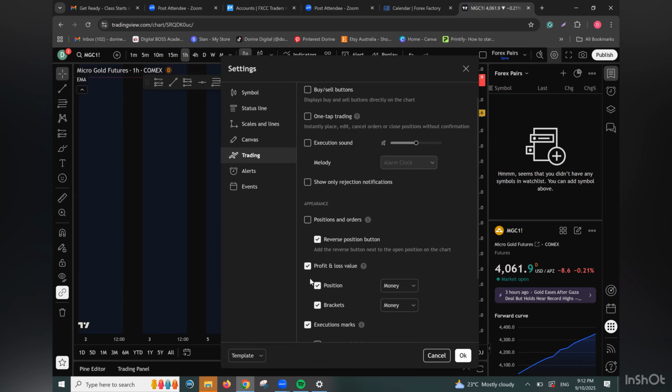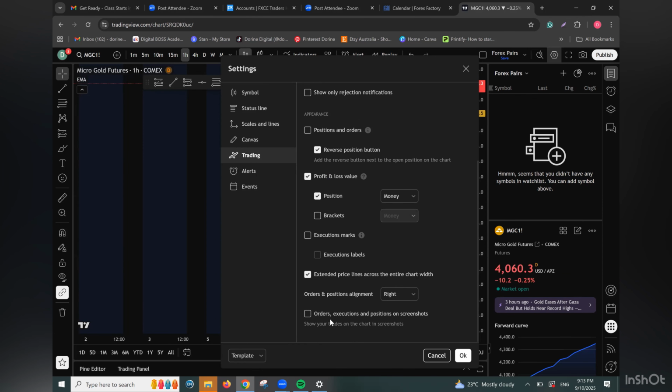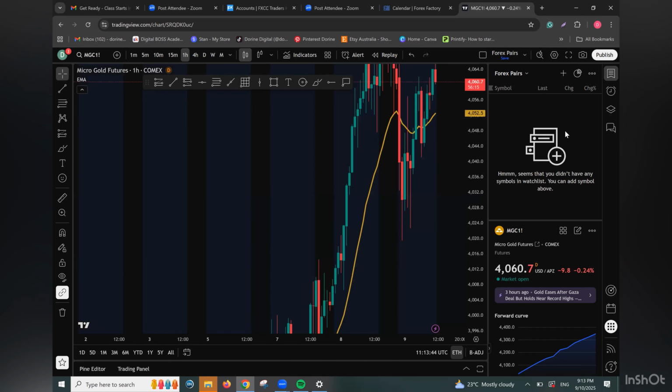What about down here? They have profit and loss value, position, brackets, execution marks. Bracket and execution, remove them. Remove that extended price lines. Okay. Let's click on OK. So go back to the same setting.